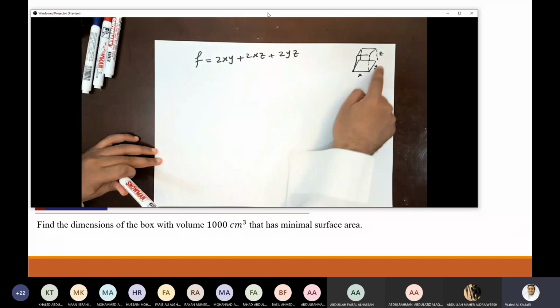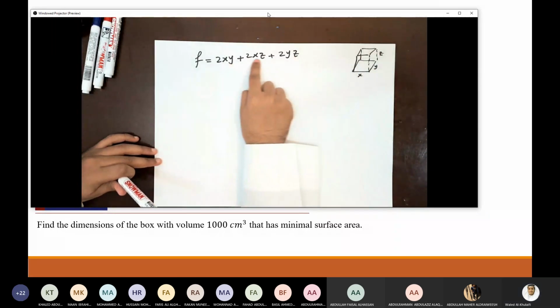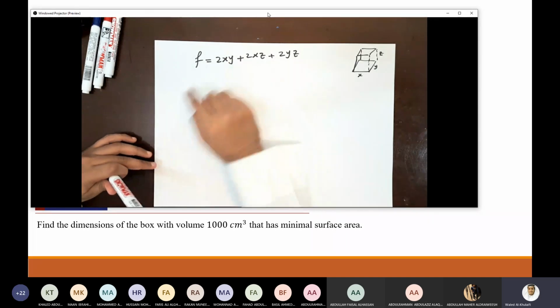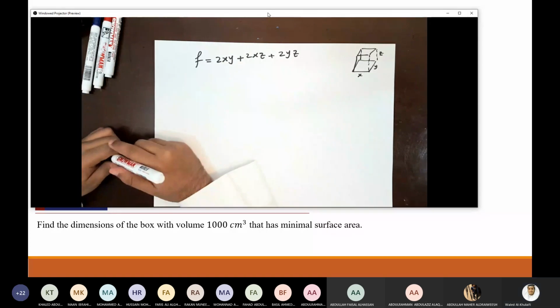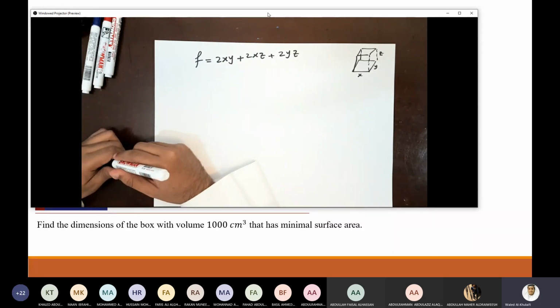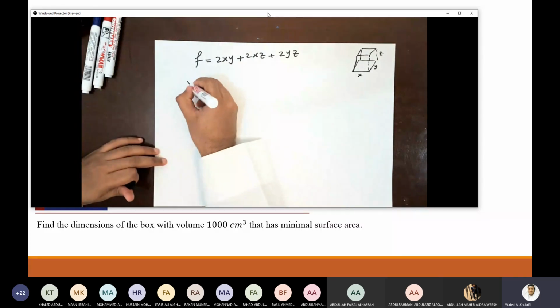So this is the surface area of this box. Of course, in the question, you see that it asks for the minimal surface area. So we are looking for the minimum of this function, given that the volume should be 1000. So what is the volume?